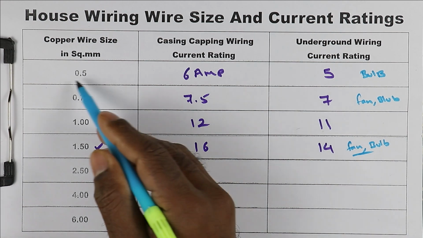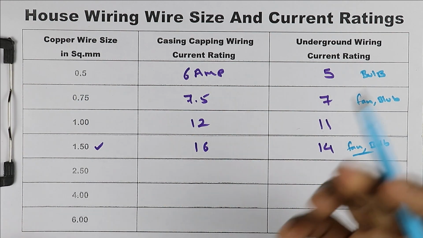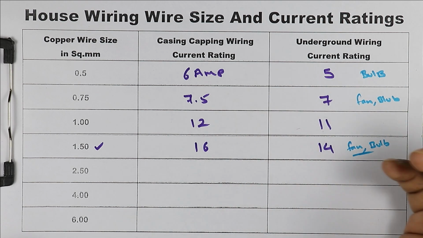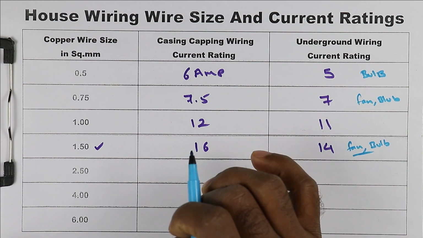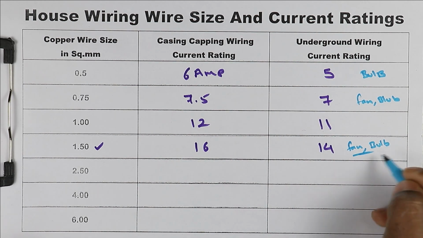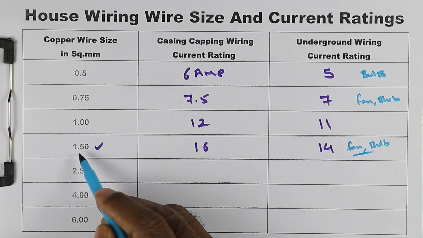Friends, if you use a small size wire, it will work properly. But if for some reason more current flows in it, meaning if you connect more load, then the wire will start heating and will get damaged soon. So if you want to do wiring of fan and bulb in your home, for the power supply that goes from the switchboard for fan and bulb, you can use 1.5 square wire.